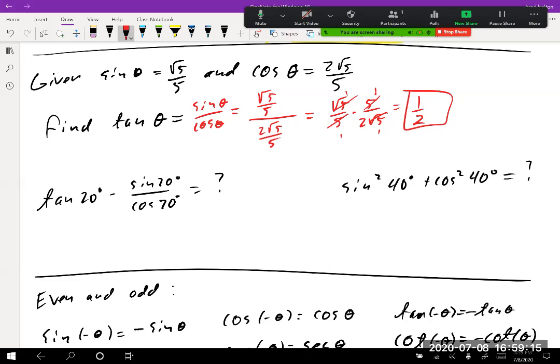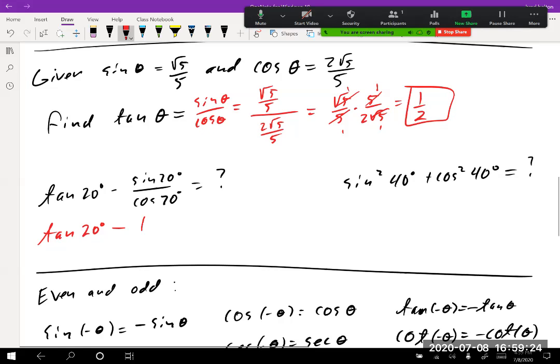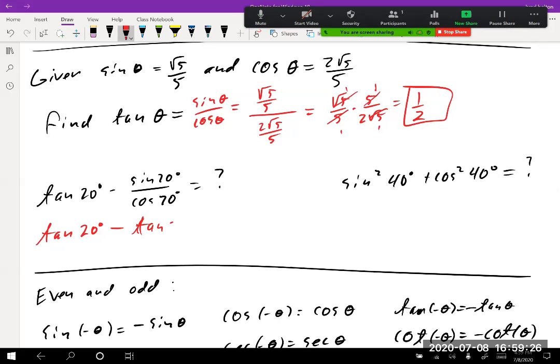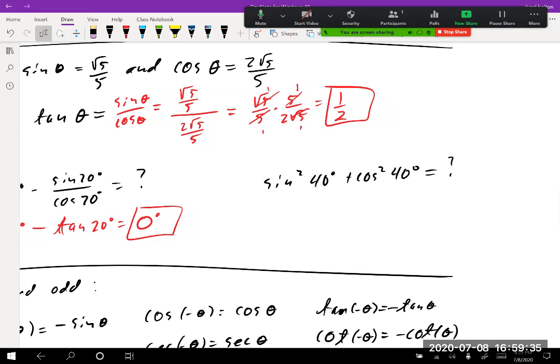Now we could do the same thing over here. We have the tangent of 20 degrees, which I don't know off the top of my head, but I do know that the sine of 20 degrees divided by the cosine of 20 degrees is just the tangent of 20 degrees. Okay. Do the same thing over here. What is sine squared of 40 degrees plus cosine squared of 40 degrees equal? Well, I know that equals 1 because that's the Pythagorean identity. Doesn't matter what's in here as long as they match and it's sine squared plus cosine squared or cosine squared plus sine squared, it's going to equal 1.